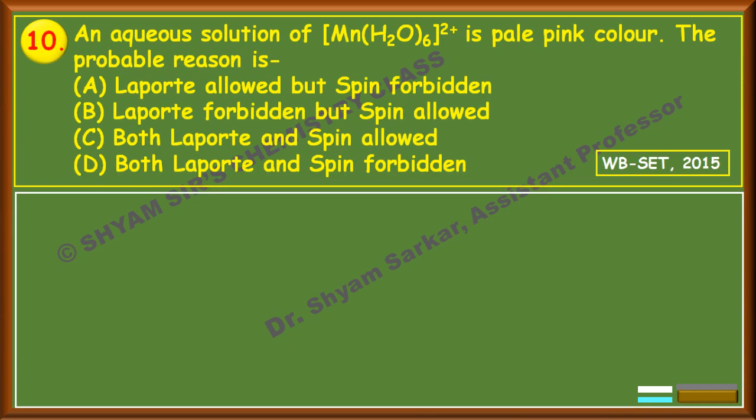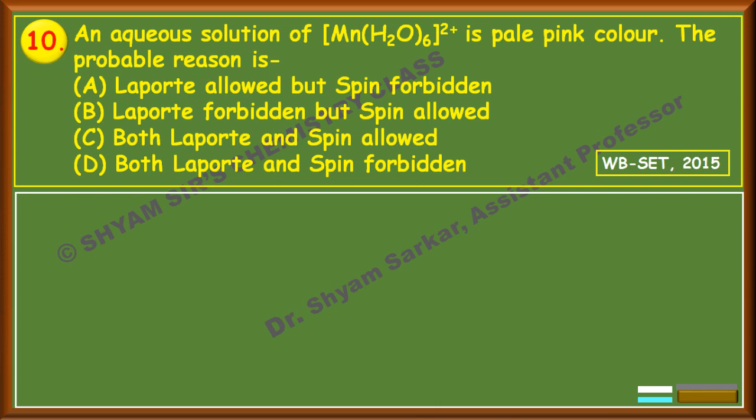So next question, an aqueous solution of Mn(H2O)6 2 plus is a pale pink color. The probable reason is, four options are given. One, Laporte allowed and spin forbidden. Second one is Laporte forbidden but spin allowed. Third option, both Laporte and spin allowed. And last option, both Laporte and spin forbidden.